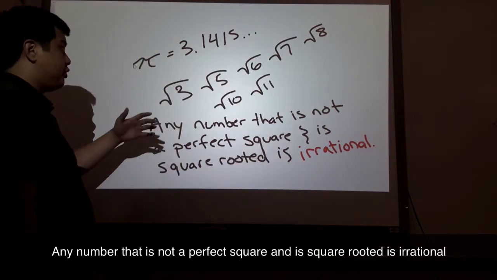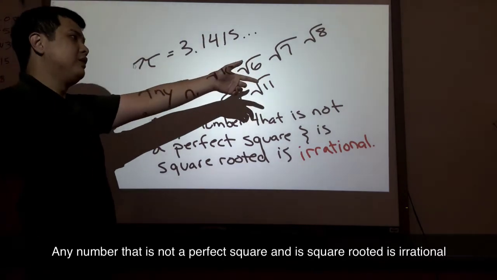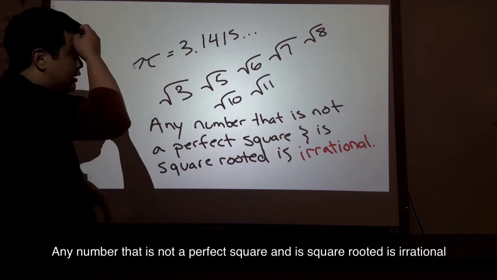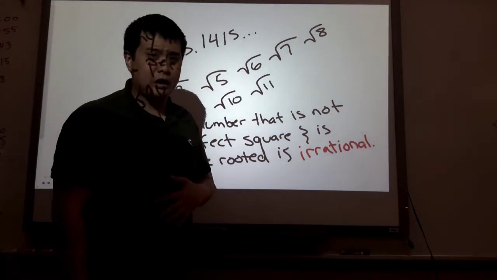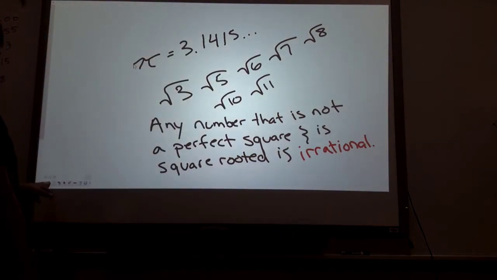Okay, so these are really the two different types of irrational numbers. Numbers that go on and on and on, but never repeat and are written as a symbol, and the square roots of non-perfect squares. Okay.